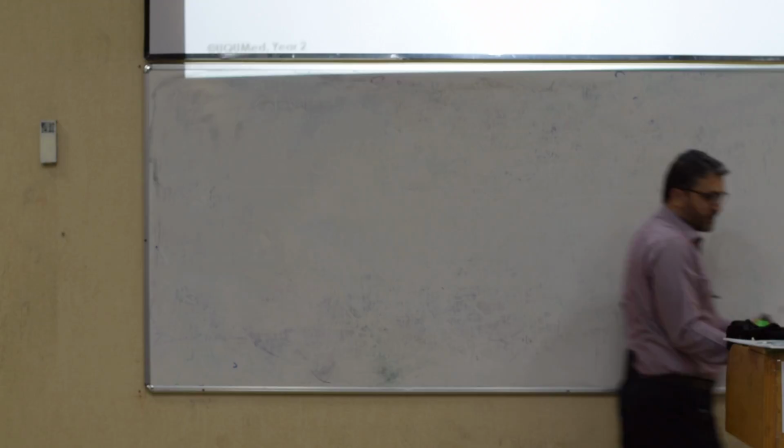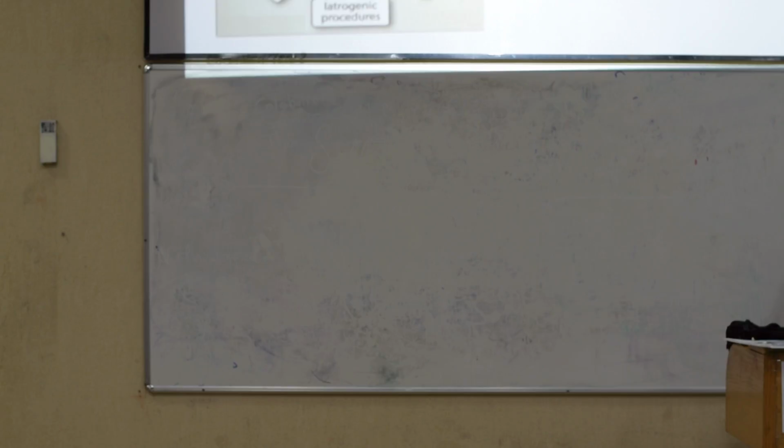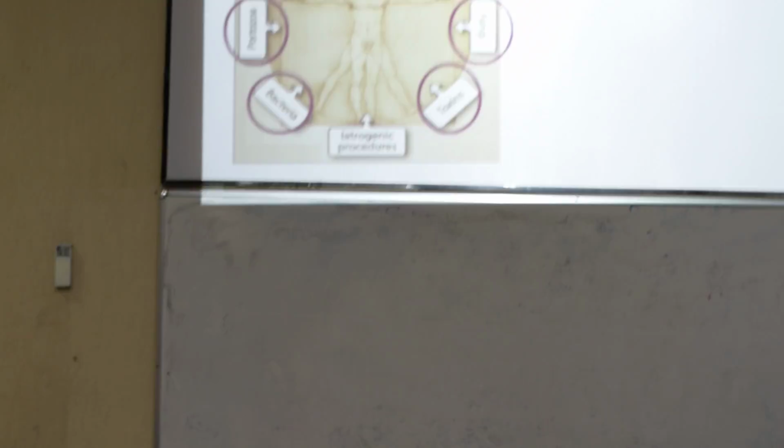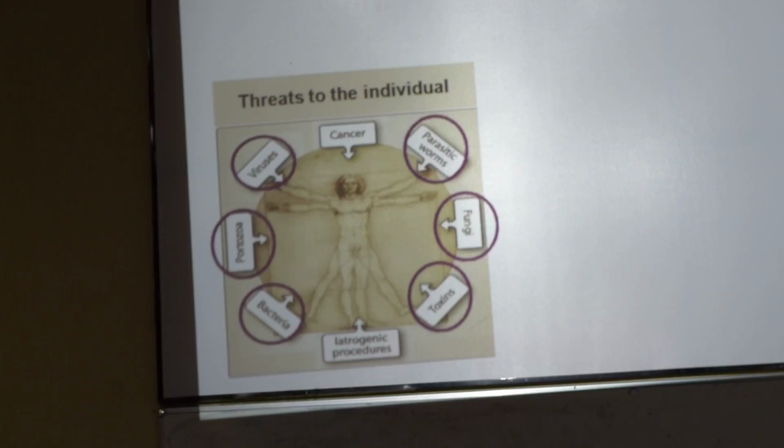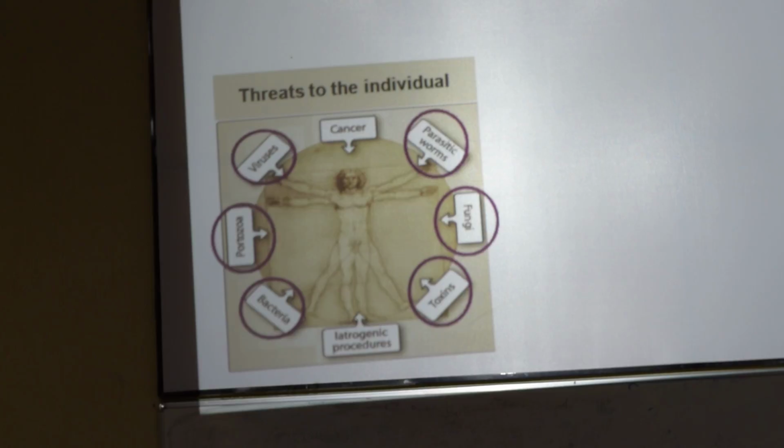So now we'll talk about another term, antigen. Here you can see this particular figure, it shows you all the possible things like fungi, toxins, parasites, protozoa, bacteria, viruses, which are all the microbes. And then there are two other important terms written here. At the top you can see it's written cancers, and at the bottom it's written iatrogenic procedures. What do these two mean?